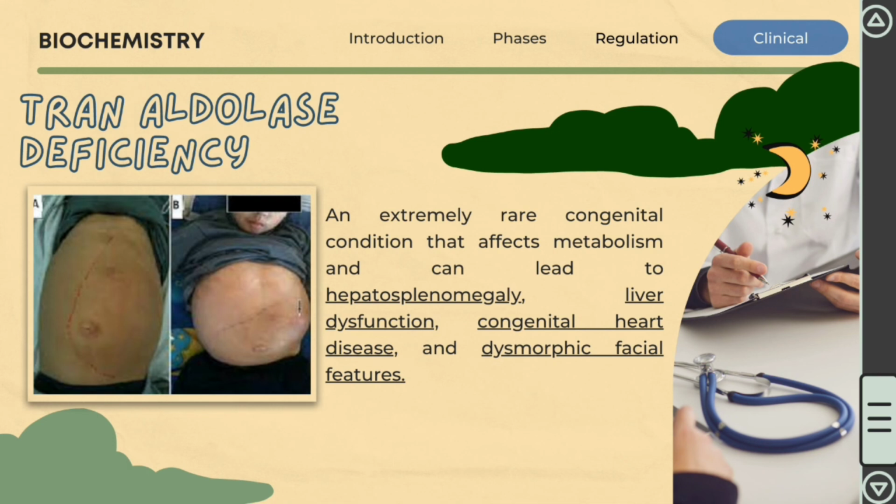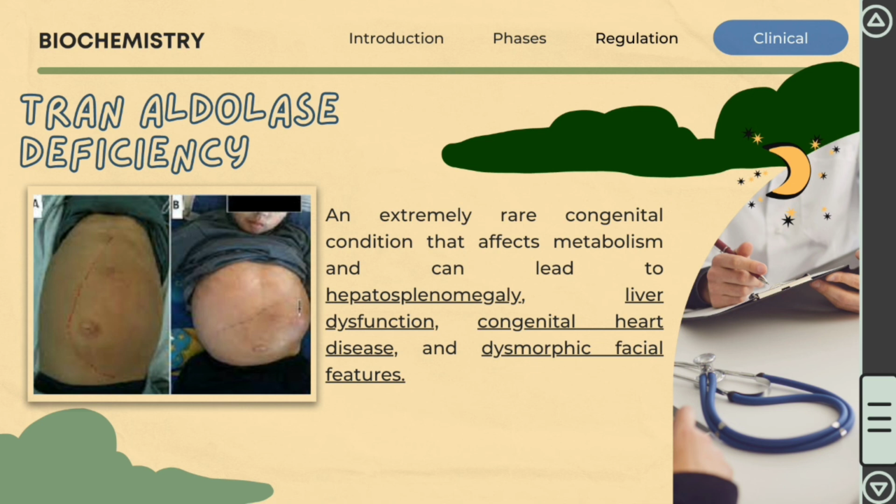Okay, wow, we're almost done with our topic. So let's proceed to the last one, which is the transaldolase deficiency. So it is an inborn error of the pentose phosphate pathway that is present in the neonatal or antenatal period that affects metabolism with hydrops fetalis, hepatosplenomegaly, liver dysfunction, congenital heart disease, and dysmorphic facial features.